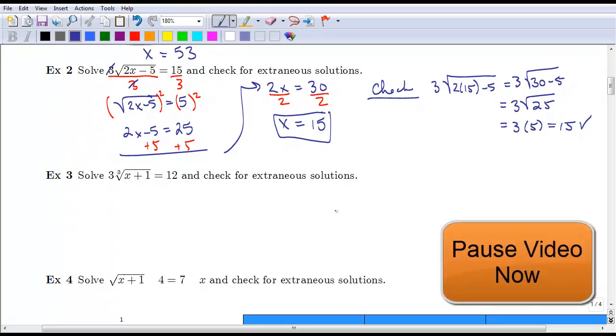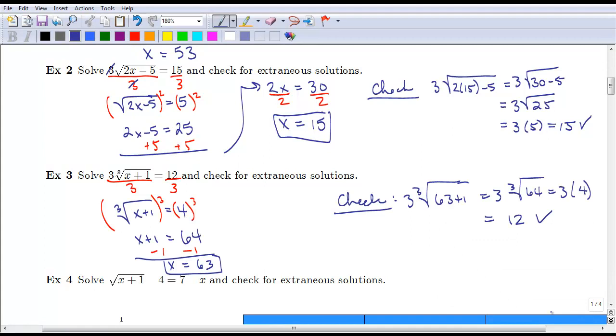Now, I want you to pause the video. I know this one is a little bit different in that it's a cubic, but all we're going to have to do is take the cube root of both sides. Follow example number 2, very similar, and go through and try to solve this one and then resume the video to see if you have the correct answer.